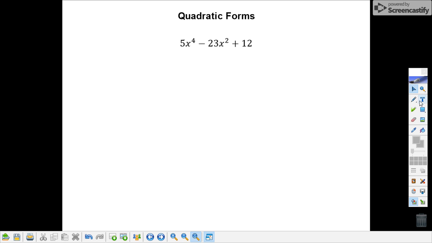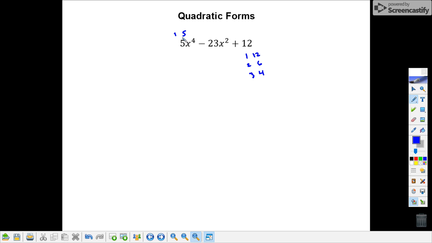All right, we're going to go ahead and go over quadratic forms. First thing we're going to do is find factors of 5 and 12 that add up to 23. So the factors of 5 are 1 and 5. Factors of 12, we've got 1 and 12. I'm just going to list them down here, 2 and 6, and then 3 and 4.